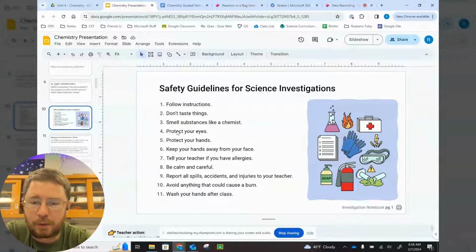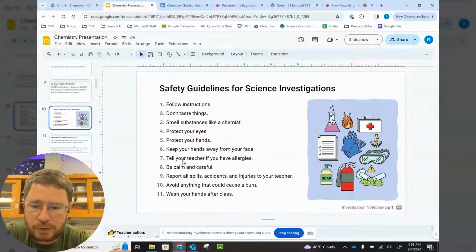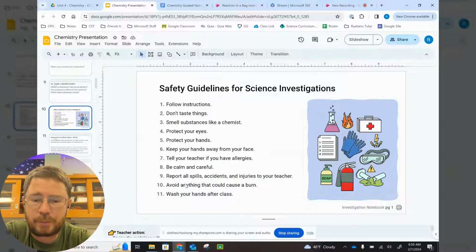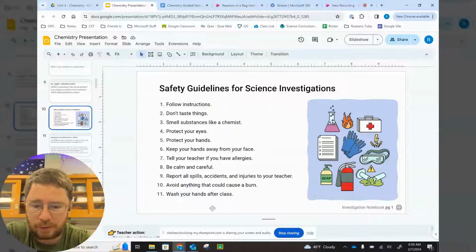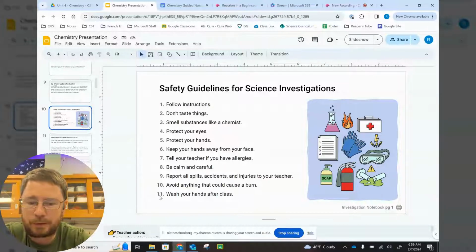Protect your eyes, so always wear safety goggles when doing anything with chemicals. Protect your hands. Keep your hands away from your face. Tell your teacher if you have allergies. Be calm and careful. Report all spills, accidents, and injuries to your teacher. Avoid anything that could cause a burn, and wash your hands after class. This is in case you touch a chemical and you don't realize it, you don't want to go to lunch or rub your face or your eyes and then you get those chemicals in your eyes.